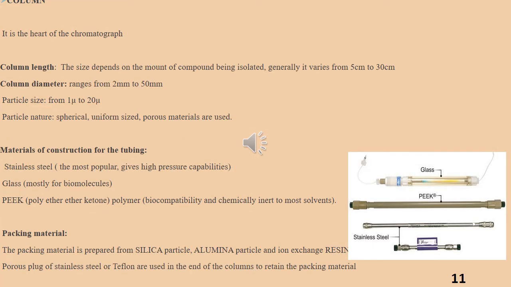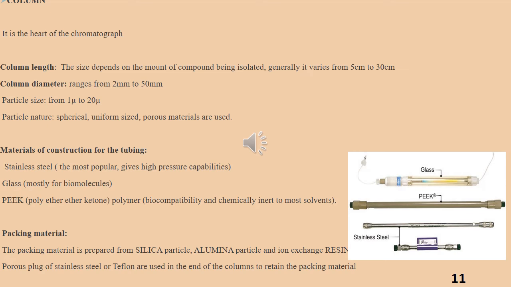Column. It is the heart of the chromatograph. Column length and size depend on the amount of compound being isolated. Generally it varies from 5 cm to 30 cm, having a column diameter which ranges from 2 mm to 50 mm and having particle size from 1 micron to 20 micron. Particle nature: it may be spherical, uniform sized, porous material can be used.